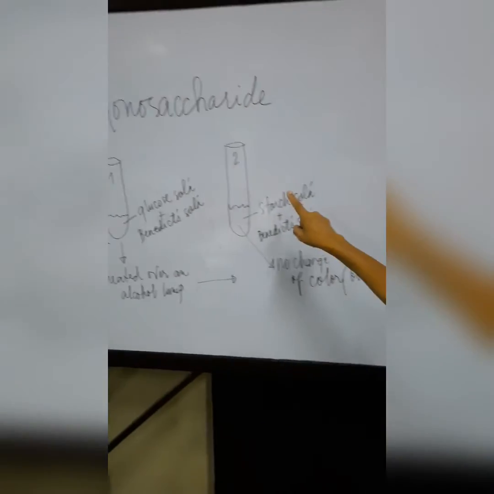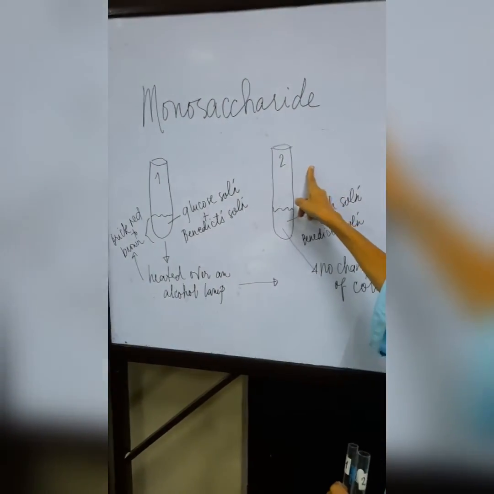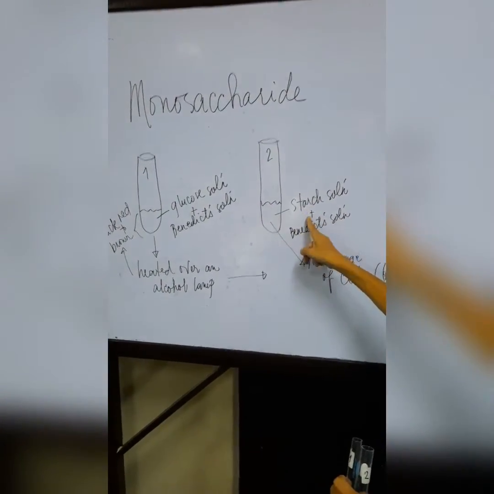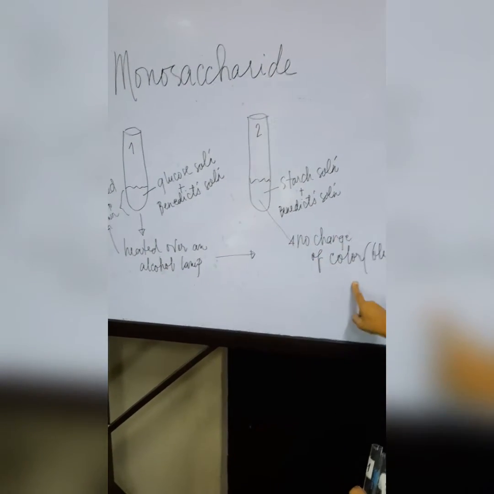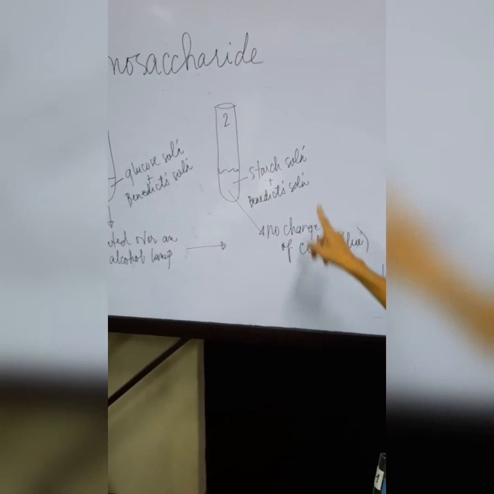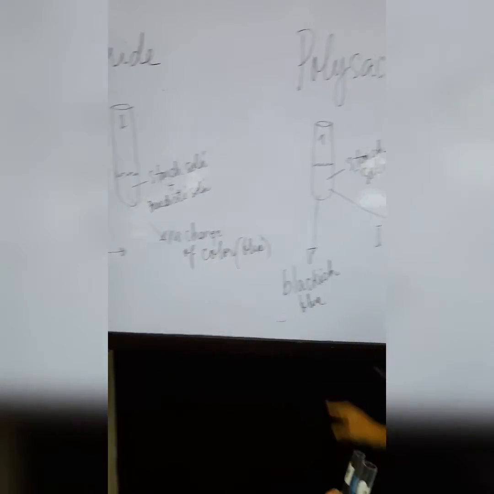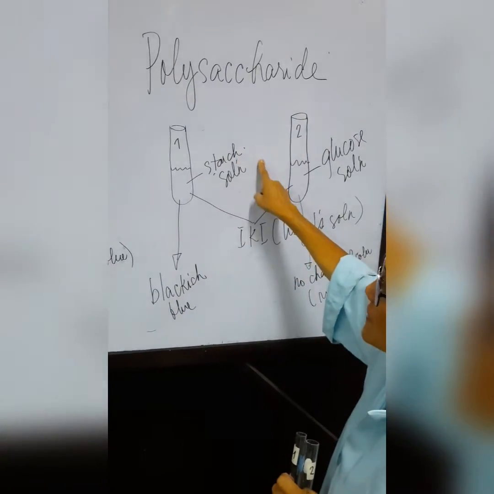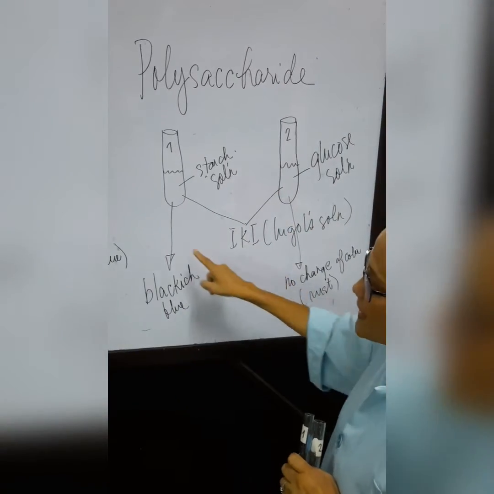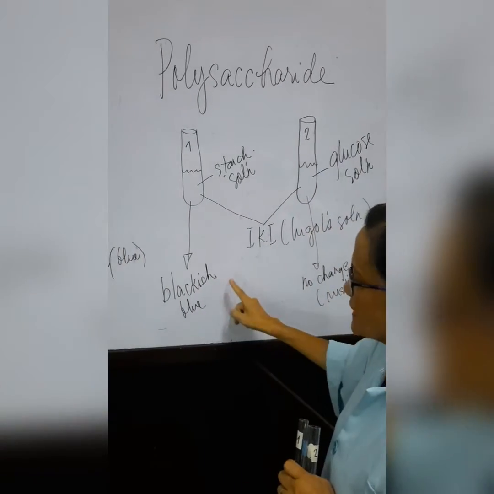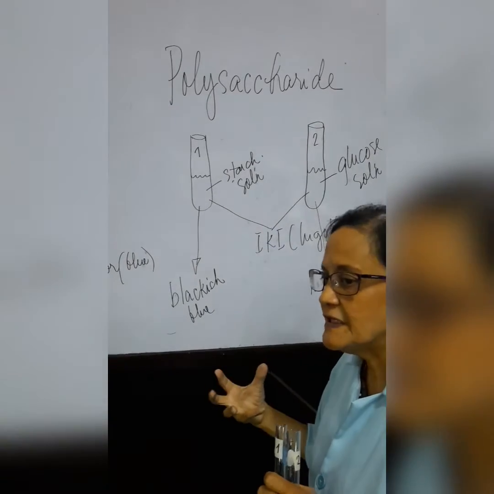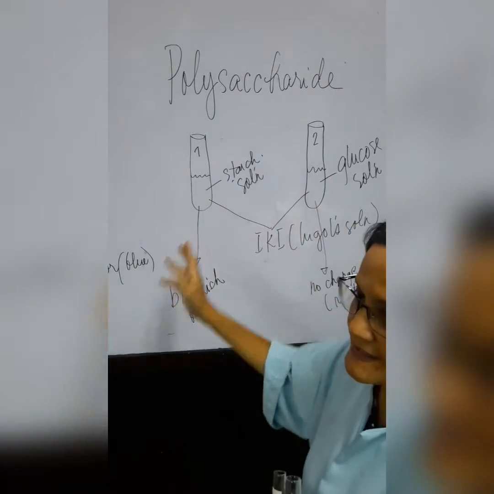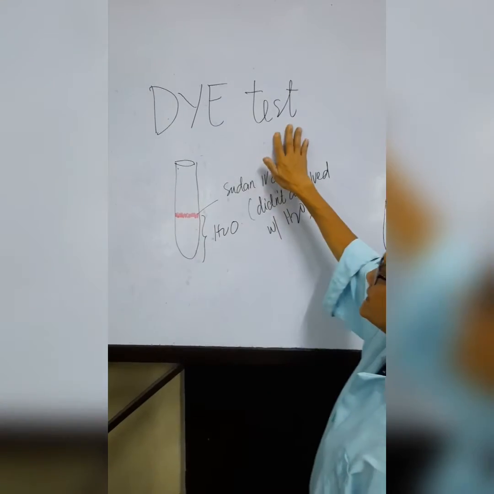While with the second test tube here, using the starch solution plus the Benedict's, there is no change of color, meaning negative for carbohydrates. While in the polysaccharide, using starch solution with the IKI, it gives off a blackish blue, indicating a positivity for carbohydrates. Okay, now for the dye test.